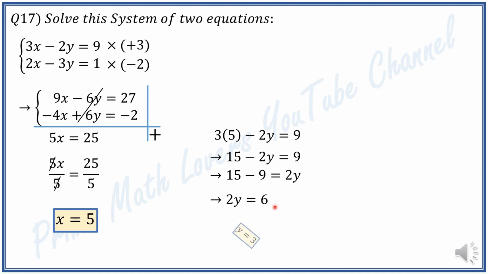I divide both sides by 2, and I get y is equal to 3. So the answer for this system of two equations is x is equal to 5 and y is equal to 3.